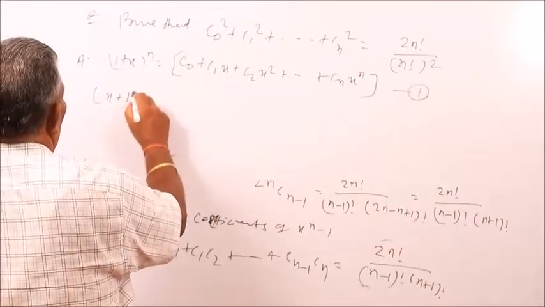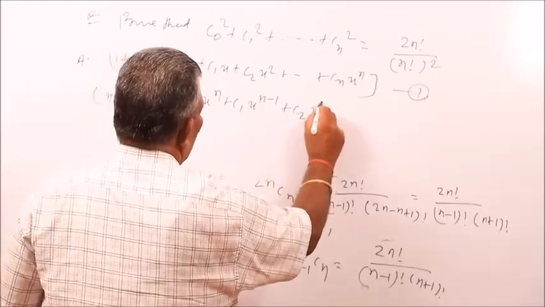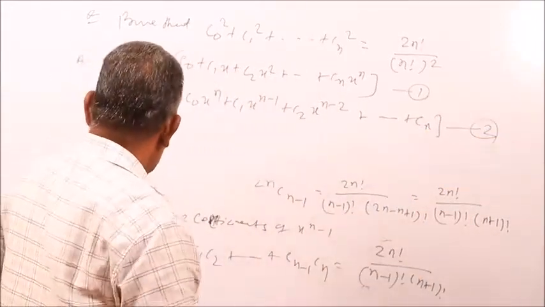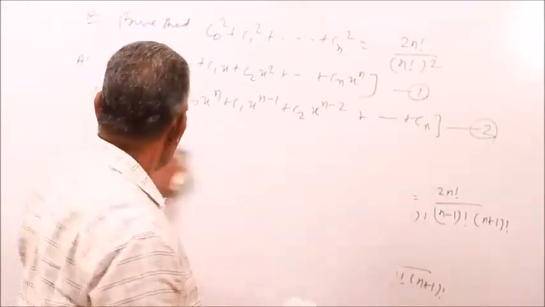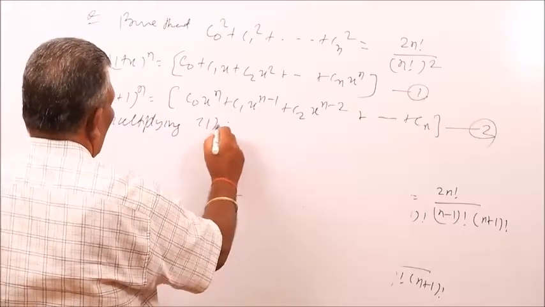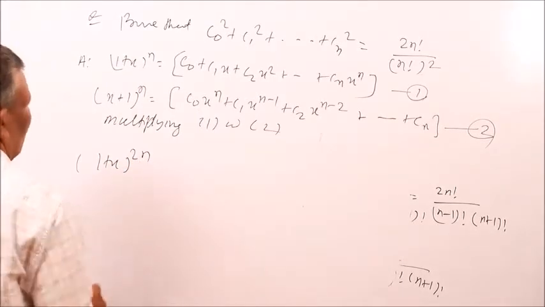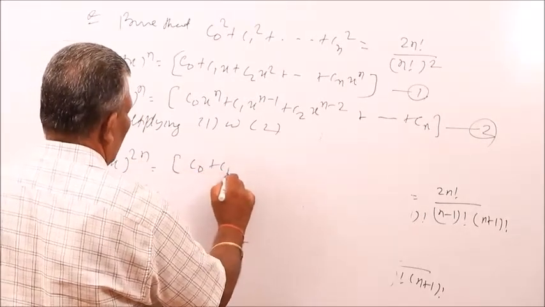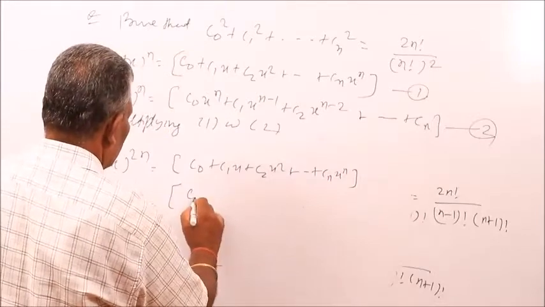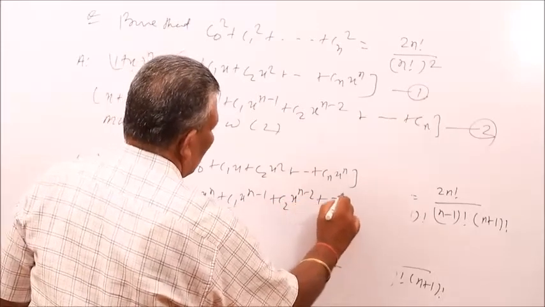X plus 1 whole to the power n equals C0 xn plus C1 x to the power n minus 1 plus C2 x to the power n minus 2 up to Cn. Let it be condition 2. So multiplying 1 and 2, in LHS we have 1 plus x to the power 2n equal to C0 plus C1x plus C2x square up to Cn xn multiplied by C0 xn plus C1 x to the power n minus 1 plus C2 x to the power n minus 2 up to Cn.